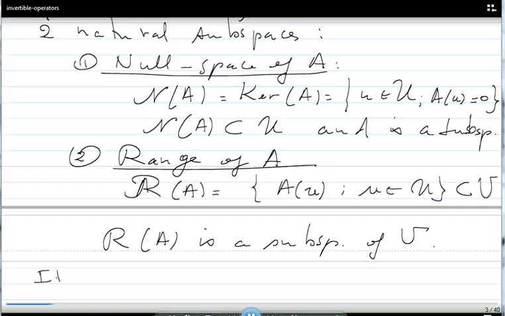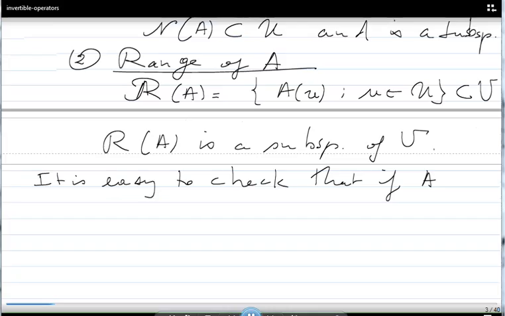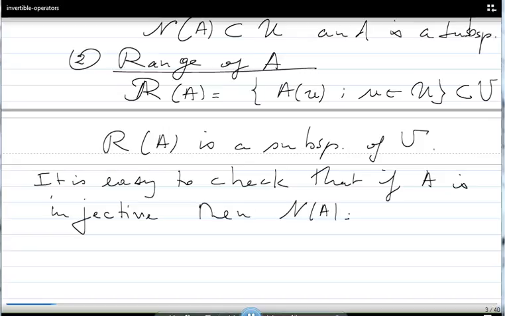It is easy to check in this case that if A is one-to-one or injective, then the null space of A is reduced to 0. The converse is true as well. So a linear map is injective if and only if the null space is reduced to 0.